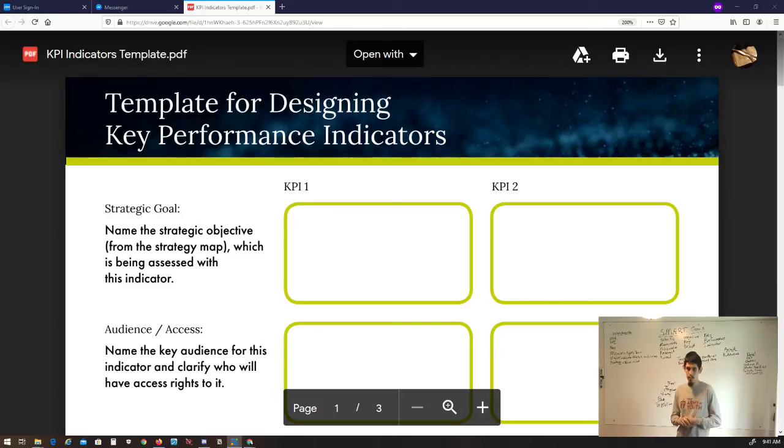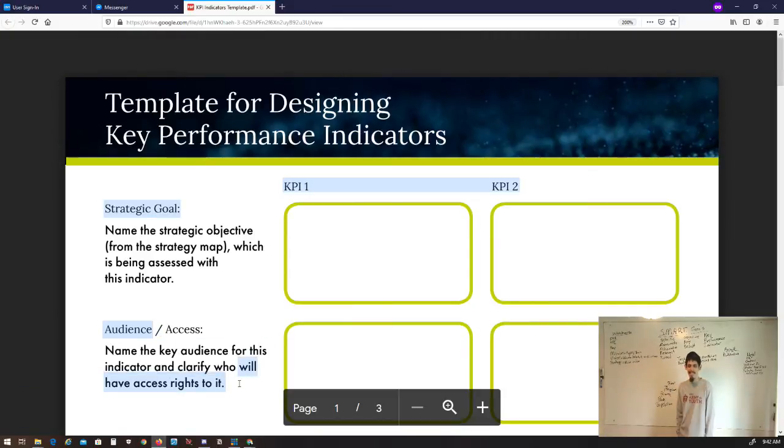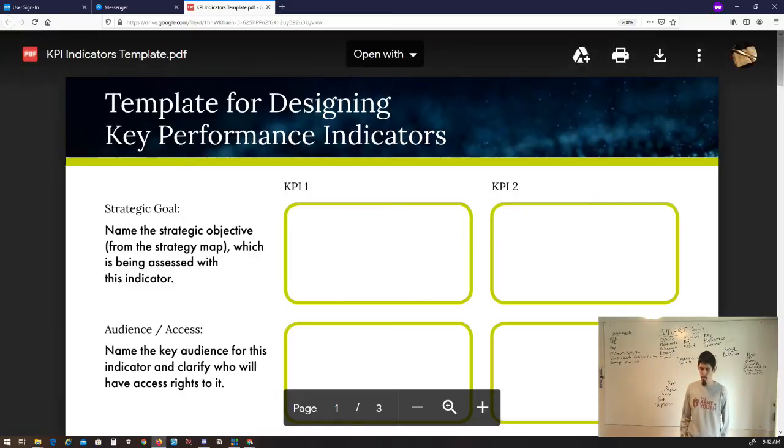Who would like to read the second part? Where do you mean the second part? Right here. Oh, that one? Okay. Carmen, you want to read it? The audience. Correct. It says, name the key audience for this indicator and clarify who will have access rights to it.